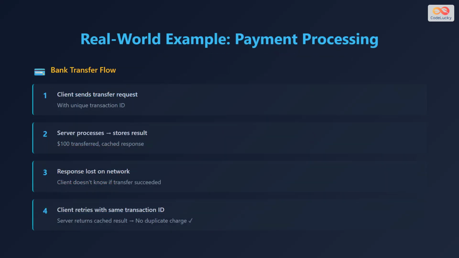Let's walk through a real-world scenario, a bank transfer. First, the client sends a transfer request with a unique transaction identifier. Second, the server processes the transfer, deducts $100, and stores the result. Third, the response packet gets lost on the network. The client never receives confirmation. Fourth, the client retries the same transfer request using the same transaction identifier. The server checks its cache, finds the previous result, and returns it without processing another transfer. The customer is charged only once. This is the power of idempotency.